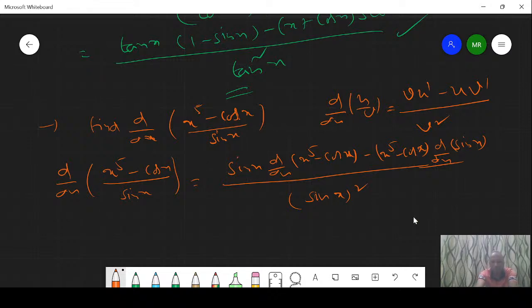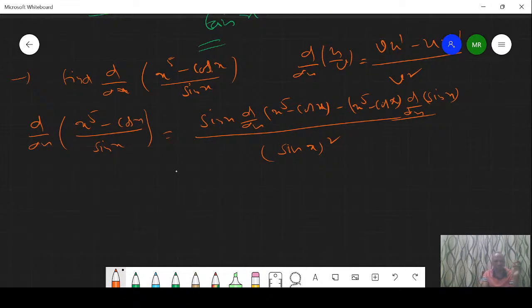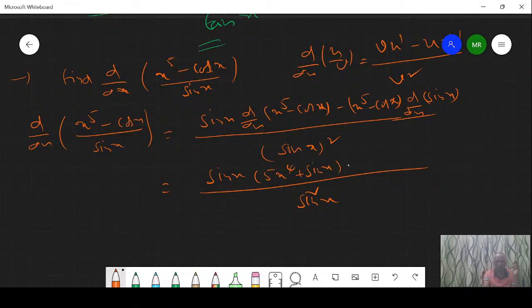Now you can see here, when I have written like this, the denominator is sin square x. This will be sin x into derivative of x power 5, which is 5x power 4, and derivative of cos x minus sin x, so it will be plus sin x, minus x power 5 minus cos x into derivative of sin x, which is cos x. Now I can simplify this.